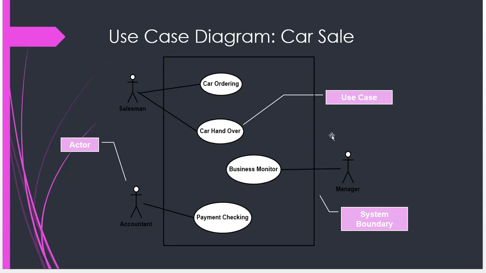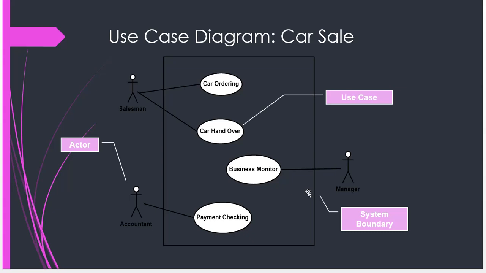If you look at this diagram for a car sales system, the system has got a car ordering function, car handover function, business monitor function, and payment checking. The actors in this instance are the salesman, the accountant, and the manager. For the car ordering use case, the user of that is the salesman, and the salesman is the one that requires the car ordering and the car handover use case.